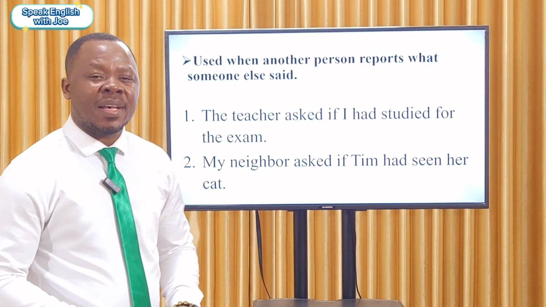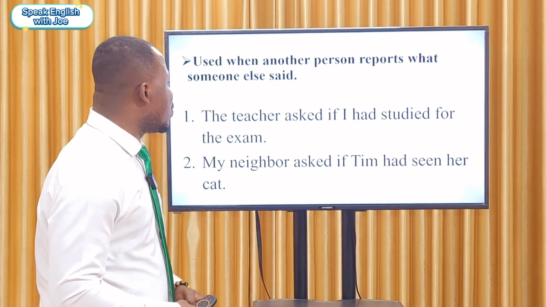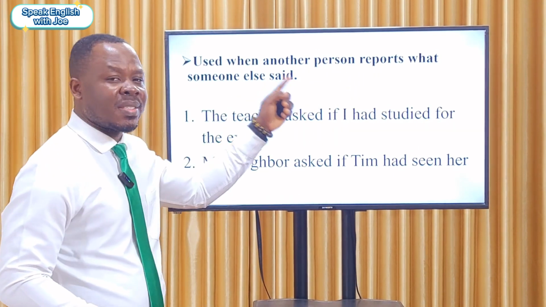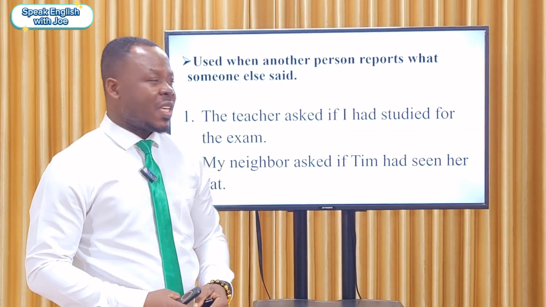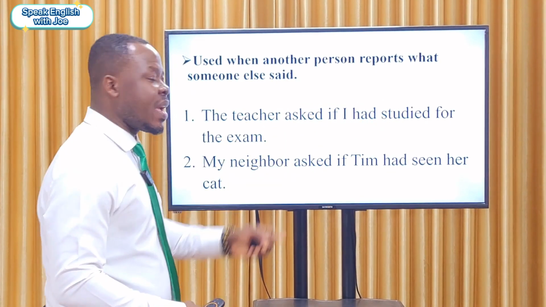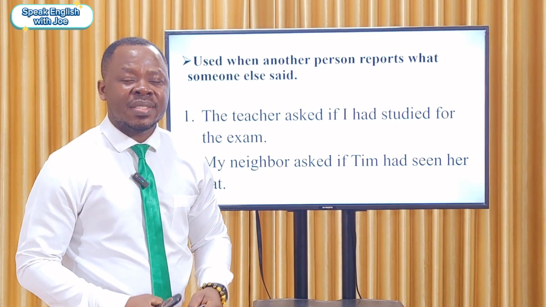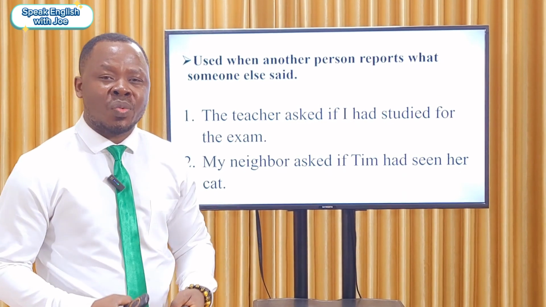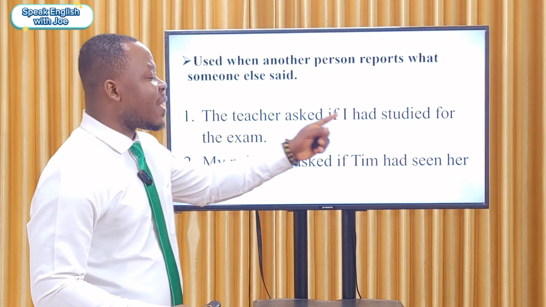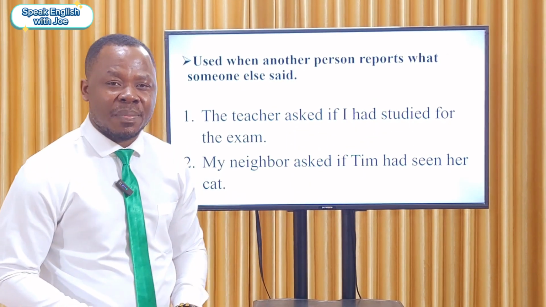Again, the past perfect tense can be used when another person reports what someone else said. So, for example, the teacher asks if I had studied for the exam. In this sentence, I am reporting what the teacher said, which is the teacher asks if I had studied for the exam.